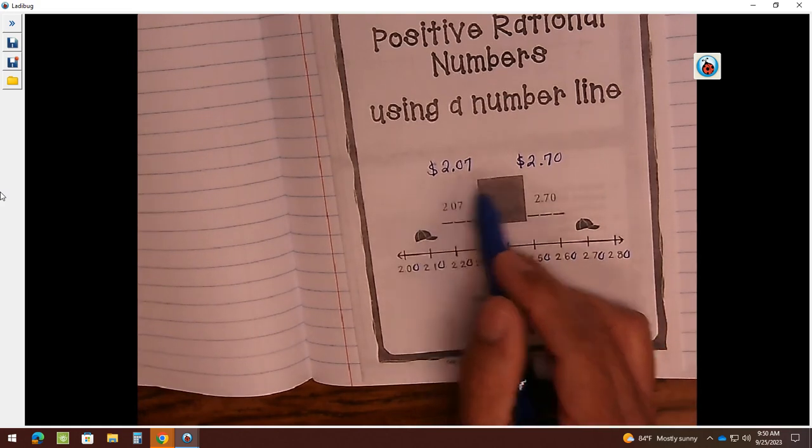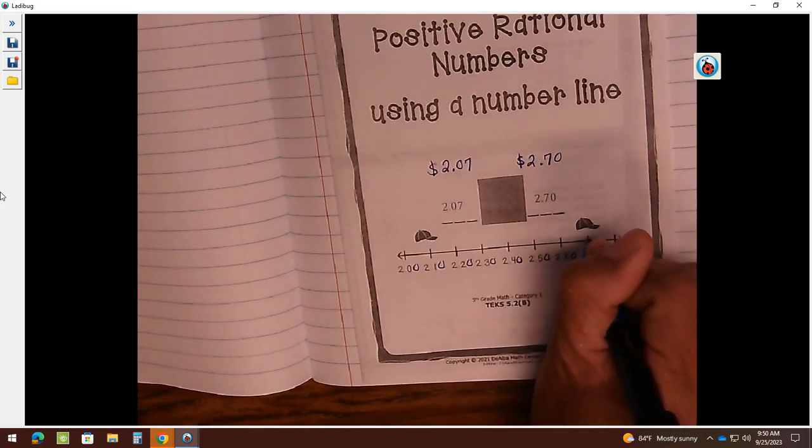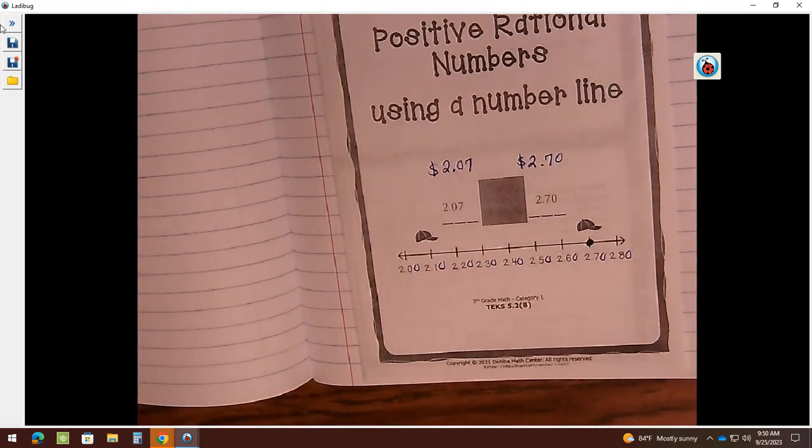Now, which of these would be the easiest to graph already? $2.70. Good. So I'm going to graph it right there because that one is so simple to graph. Now, let me talk about some stuff that I see sometimes kids do.